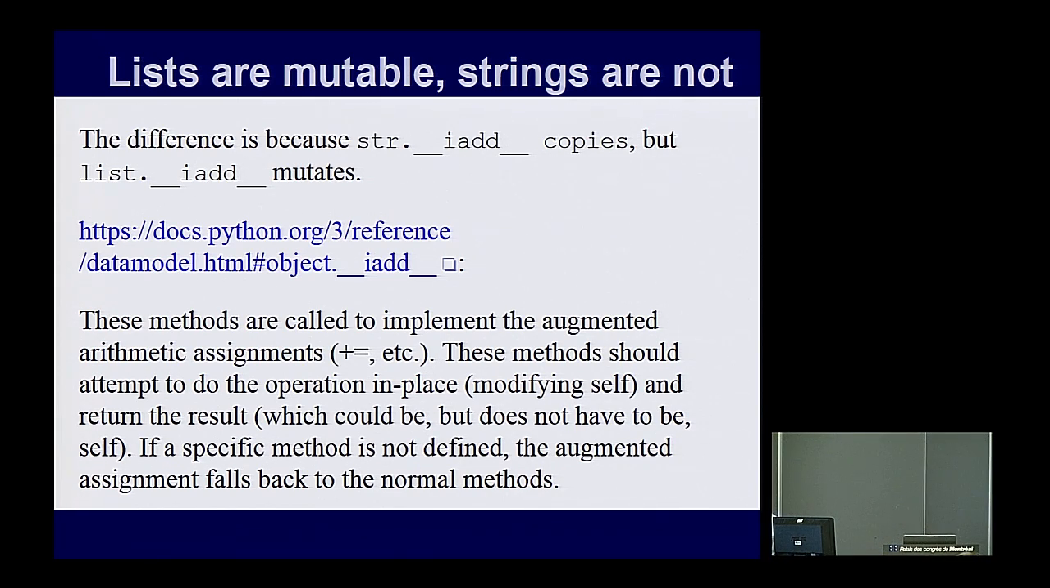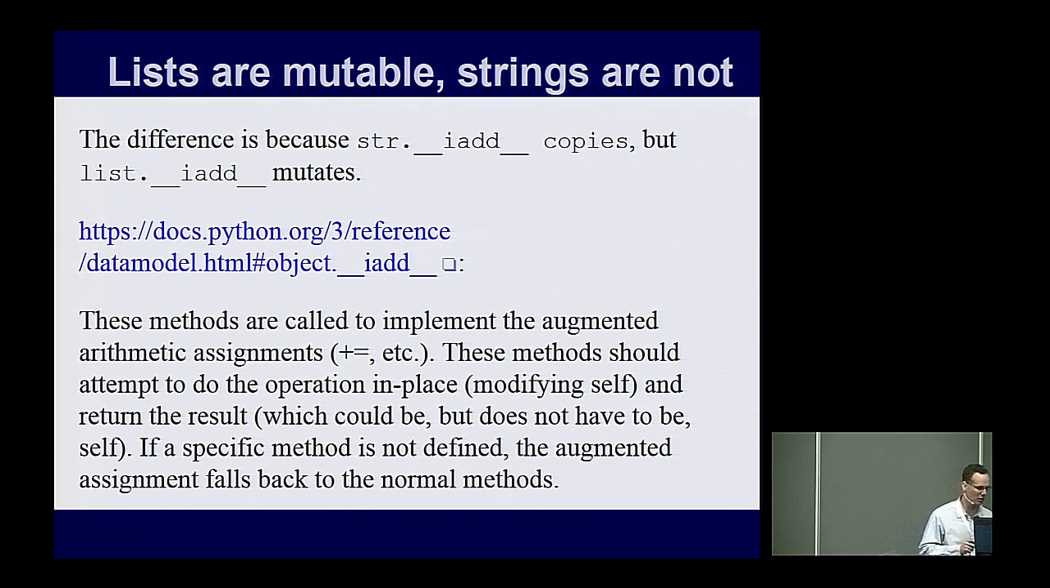All right, so the difference is that this is not accurate, I'm sorry, I forgot to correct this piece. str.iadd doesn't exist, so ignore that one, I didn't get that typo fixed, and here's how it actually works. These methods should attempt to do the operation in place, modifying self, which is what the in-place add bytecode did, and return the result, which it did as well. If the specific method is not defined, the augmented assignment falls back to the normal methods.